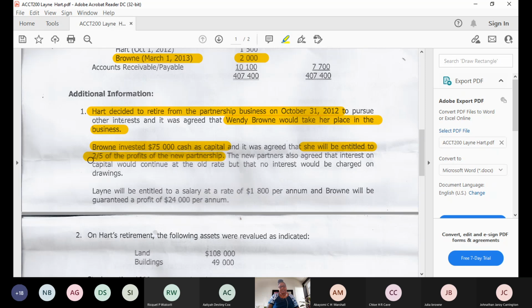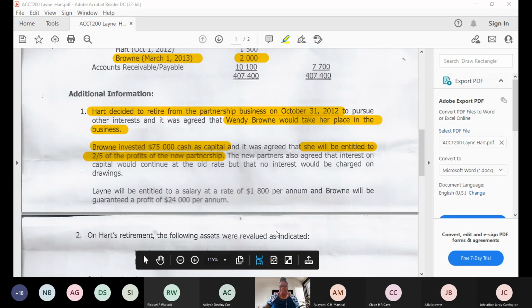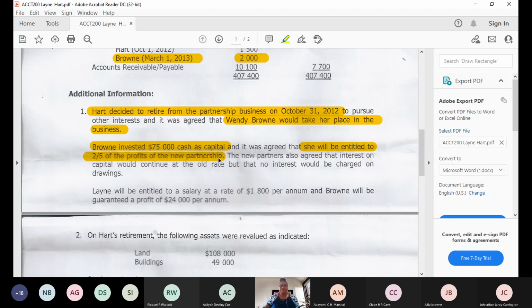Sorry, how much is Lane getting? If Brown is getting 2/5, what is Lane getting? The remainder. And what is the remainder? 3/5. You're very smart. 3/5. Right. See, you can trick me telling me about the remainder. Thank you, Ricky. So Lane will be getting 3/5 because Brown is getting 2/5.